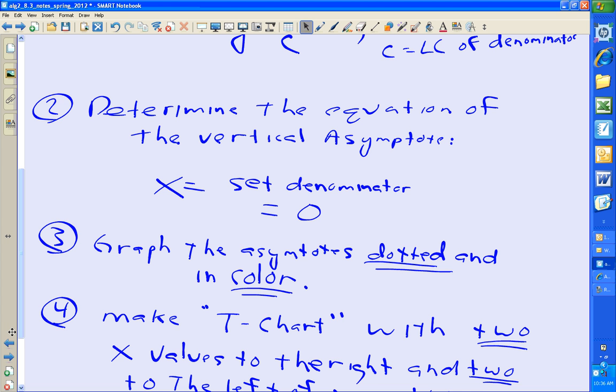The second step, find the equation of the vertical asymptote. How do we do it? Just like somebody said, I can't remember who said it, we set the denominator equal to 0. Set the denominator equal to 0, and it's x equals, again, right here, it's x equals, always for your equation of a vertical asymptote. So then, we graph the asymptotes. Somebody said use the dotted line for color.